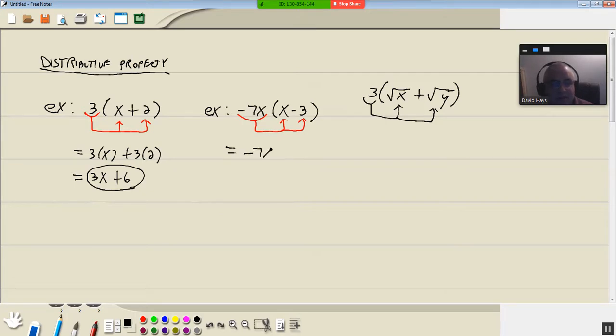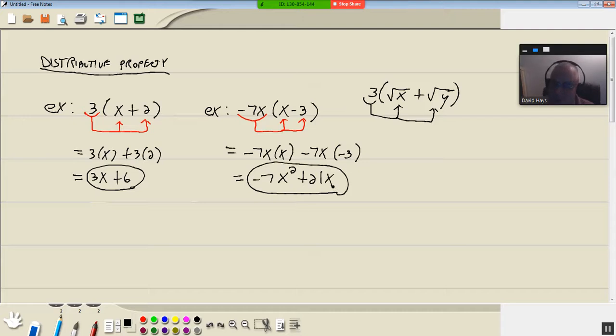So we would take negative 7x times x and negative 7x times negative 3. Now when you got x times x, that's x squared. Thinking how exponents work, x squared means you got x times x. Negative 7 times negative 3 is 21, and then you have an x. And that'll be your answer.